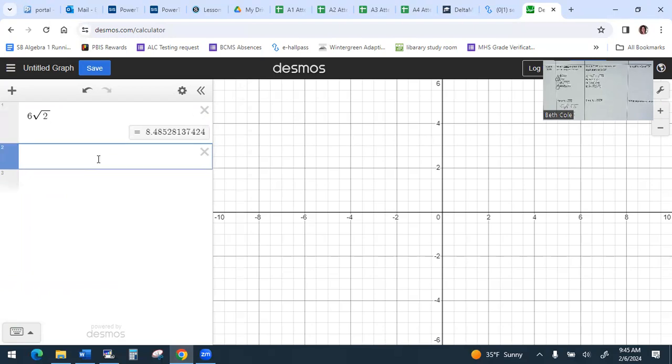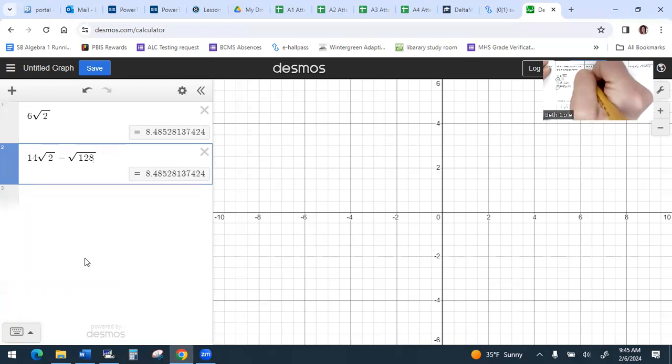I'm going to leave that there, come down to the next one. I'm going to type choice A. It's 14 square root of 2 minus square root of 120. Do you see how I just typed that? Do those match? Oh, yeah. A is one of your answers, circle A. We just checked to see.